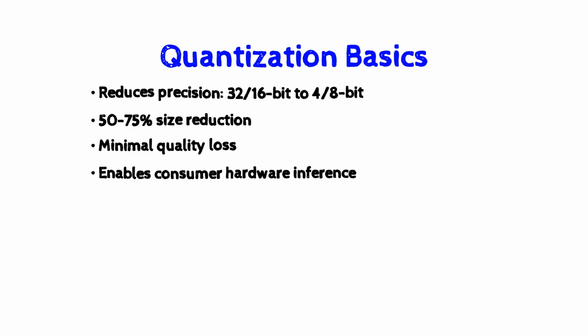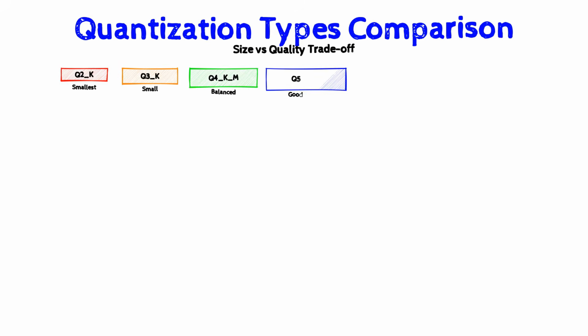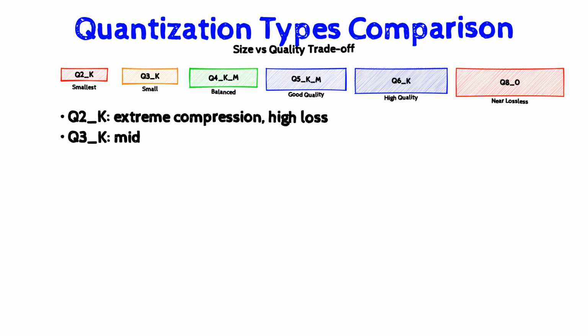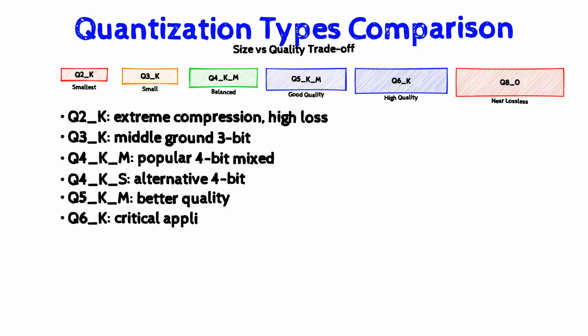GGUF supports multiple quantization types, each optimized for different use cases. Q2_K provides extreme compression with 2-bit quantization, suitable for very limited RAM but with significant quality loss. Q3_K offers 3-bit quantization as a middle ground between size and quality. Q4_K_M is the most popular choice, using 4-bit quantization with mixed precision for different layers, balancing size and performance. Q4_K_S is similar but with different mixing strategies. Q5_K_M provides slightly better quality at the cost of larger file size, using 5-bit quantization.